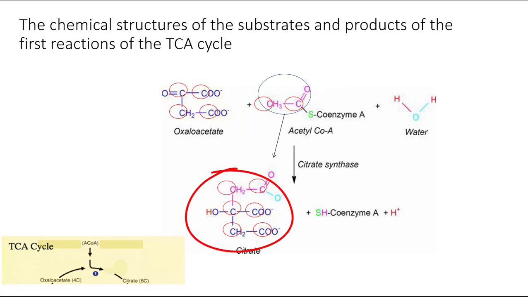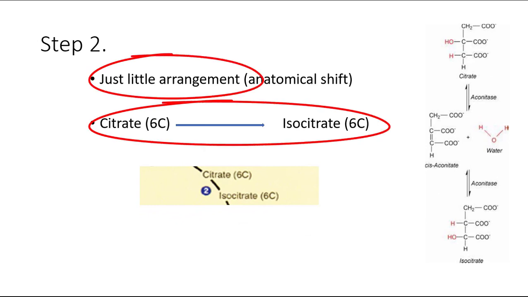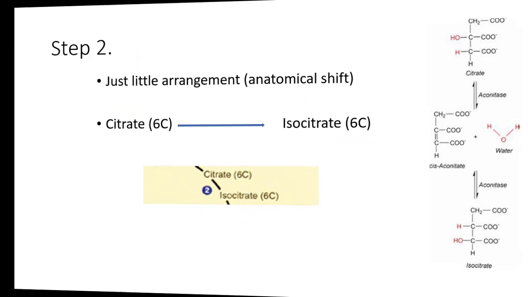The structure of citrate is also very important as it is a 6-carbon tricarboxylic acid structure, and this product gives the cycle its name, tricarboxylic acid cycle, TCA. You do not need to memorize this slide for this course, but I would like to show you the chemical structure of the substrate and product of all the reactions of the TCA cycle. Reaction 2, or step 2, involves the conversion of citrate to isocitrate.